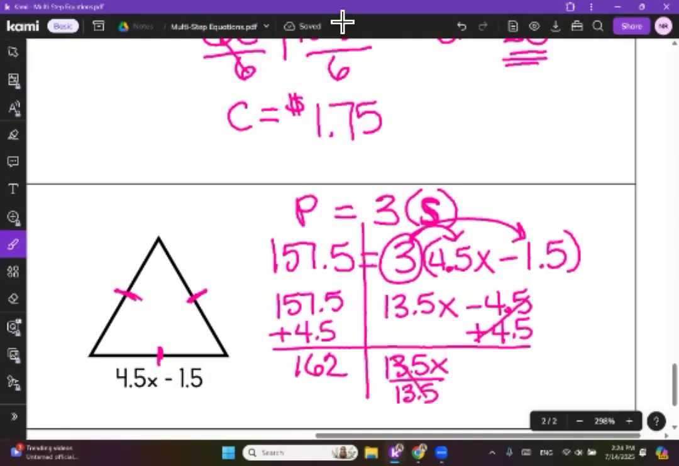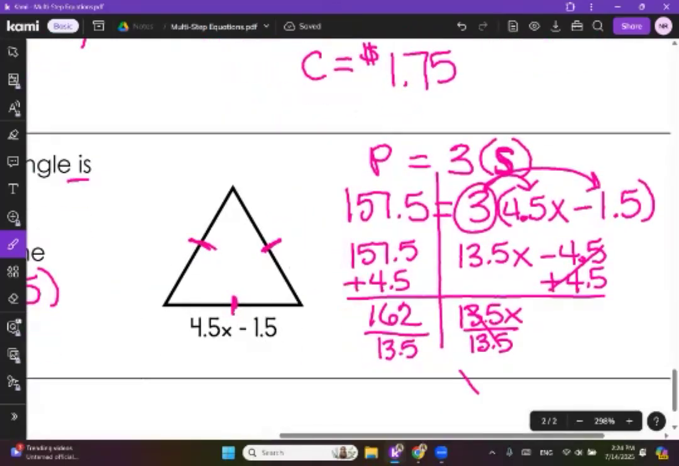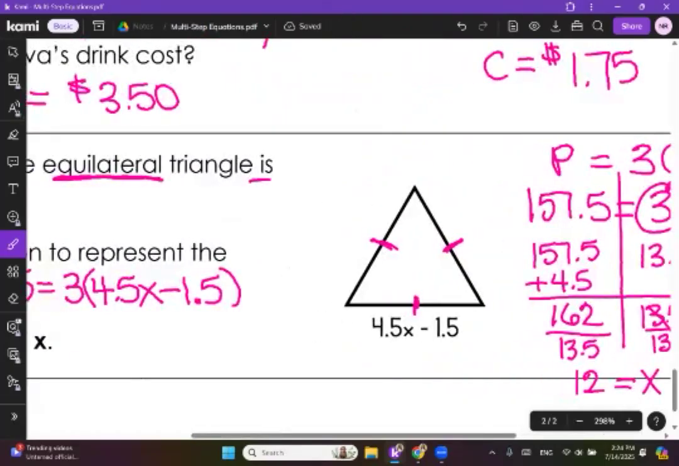divide. So we end up with x by itself. And 162 divided by 13.5 is 12. So x equals 12.